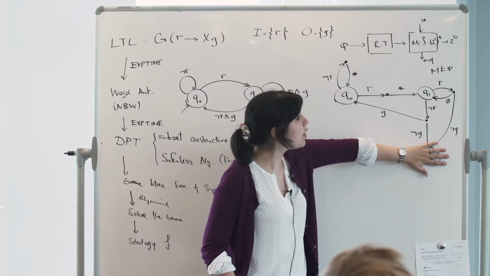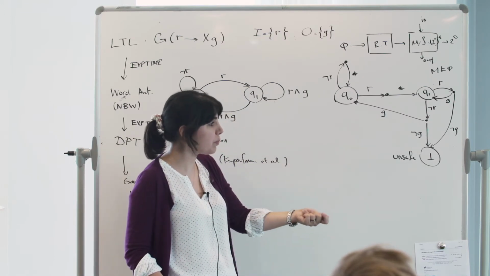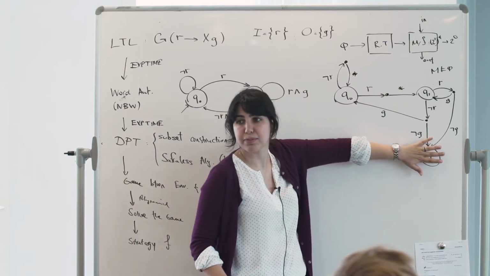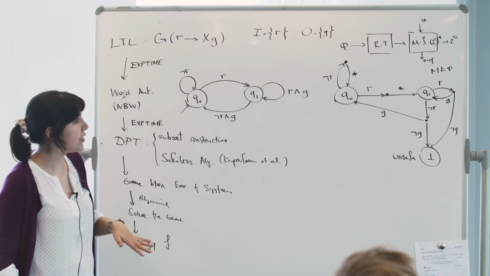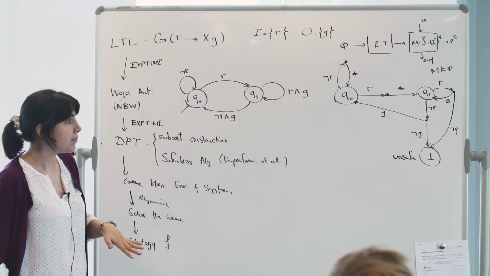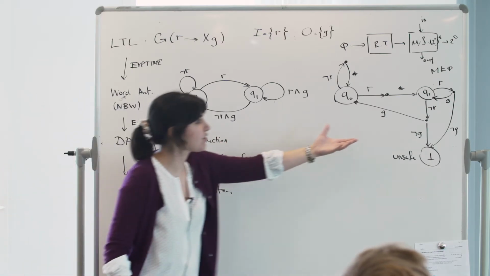And how can I do that? Well, I need to figure out a strategy. I need to figure out how the system should respond so I never fall into this bad state. How should the system respond? Can someone come up with a strategy? Just one strategy. So I need to extract a strategy from this.